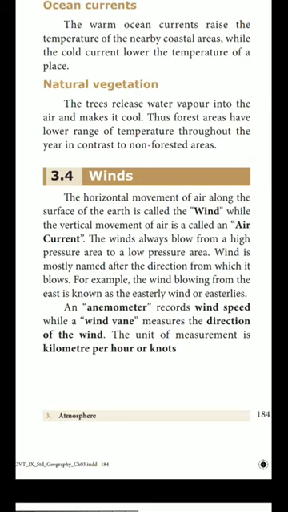Next one, do you know which is the instrument used to measure wind? It is the anemometer, which records wind speed, while a wind vane measures the direction of the wind. Sometimes they may ask a one word question: which is the instrument used to measure the speed of the wind? That is the anemometer. Which is the instrument used to measure the direction of the wind? That is the wind vane. Do you know the unit for the measurement of wind? That is kilometer per hour or knots.